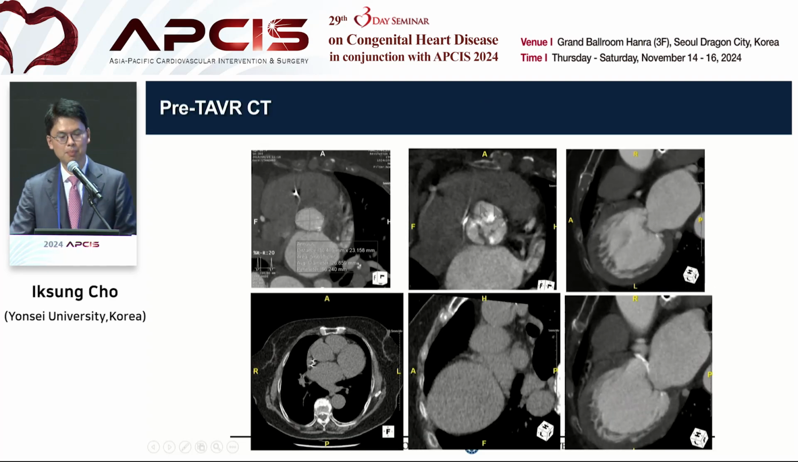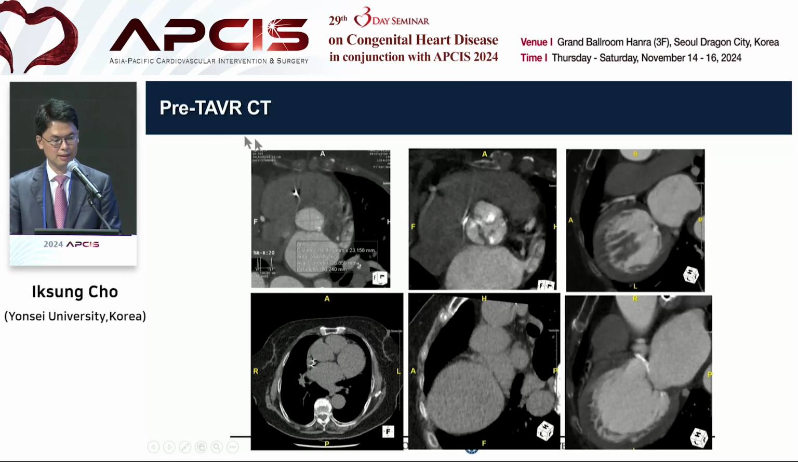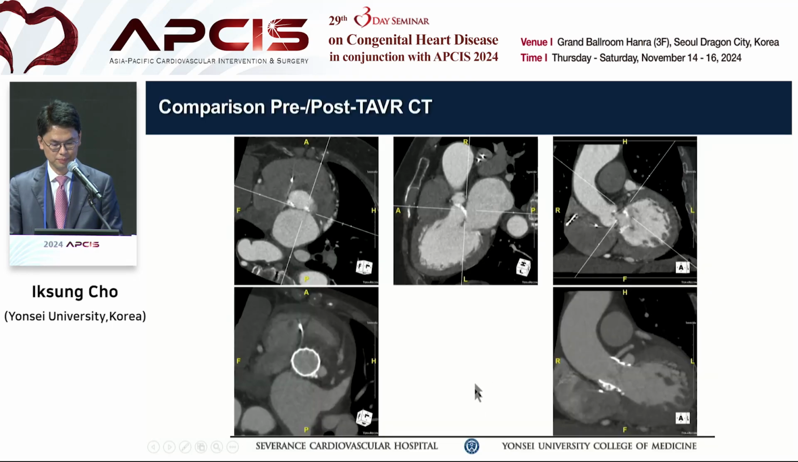So let me compare this image with the pre-TAVR CT. When we see the pre-TAVR CT, this is the MPR image of that calcification. There we can appreciate that the LVOT calcification is here, and the annular calcification extended to the LVOT, and that is the exact site of where the annular rupture is.